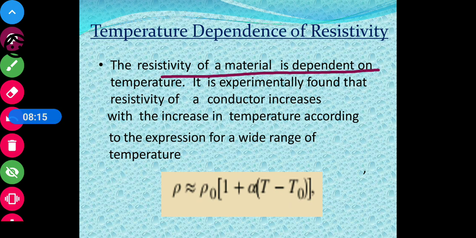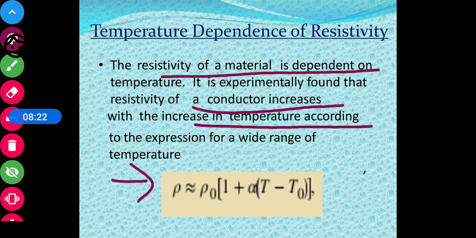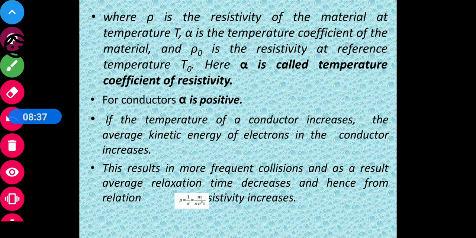Experimentally, it is found that resistivity of a conductor increases with the increase in temperature, according to the expression rho is equal to rho naught times 1 plus alpha (T minus T naught), where rho is the specific resistance at temperature T, rho naught is the specific resistance at temperature T naught, which is a reference temperature, and alpha is the temperature coefficient of resistivity. Now let us discuss it for the different materials, that is conductors, semiconductors, insulators, etc.